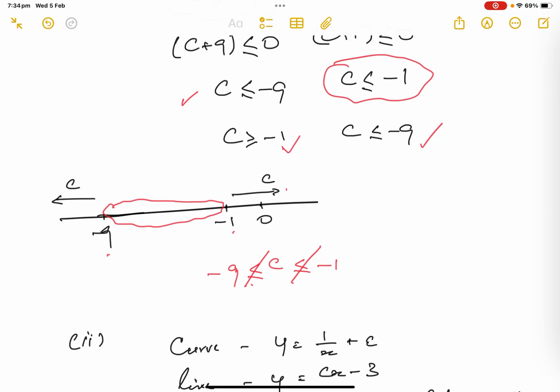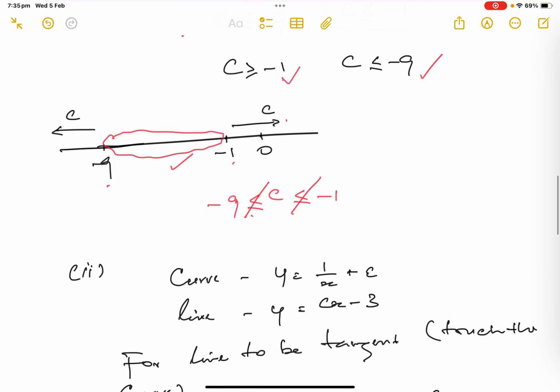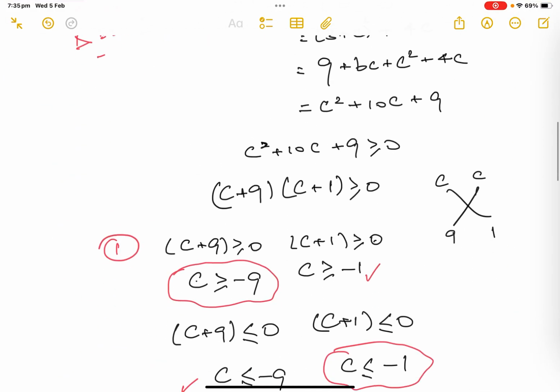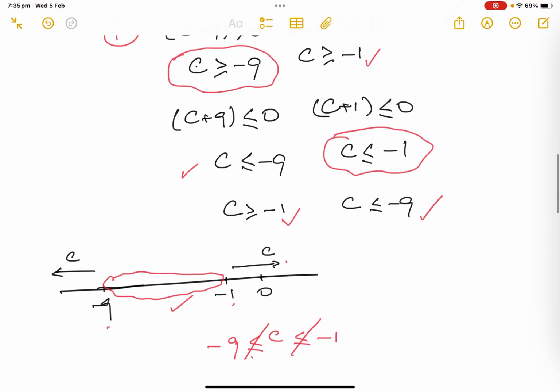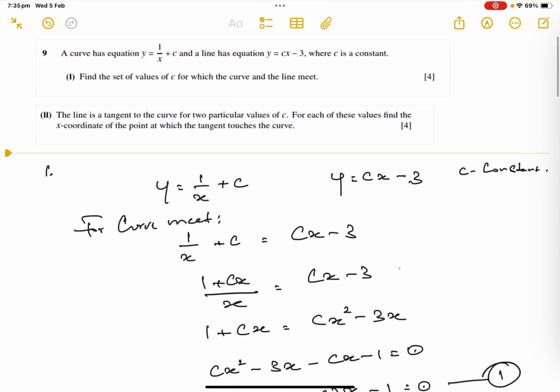So it's just this little area. It won't take a value in between, because that wouldn't give you the discriminant greater than or equal to 0. So we have found the values: one is greater than or equal to minus 1, and the other is less than or equal to minus 9.